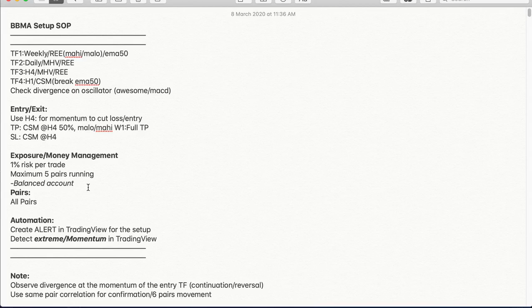Other than that, our SOP remains the same. We still use TradingView, and also we use 4 time frames for our setup. Okay, let's get started by reviewing last week's trades.